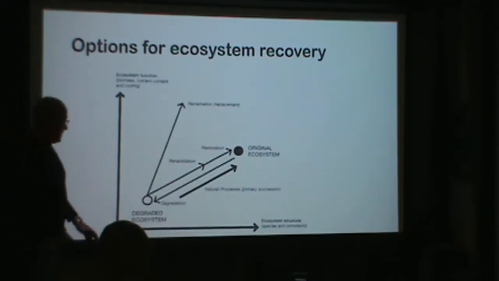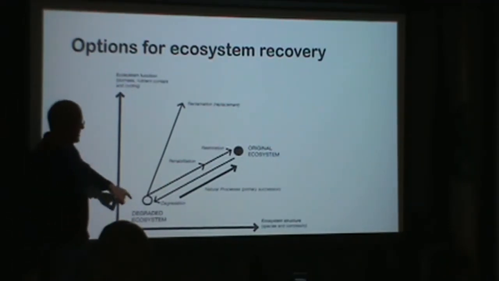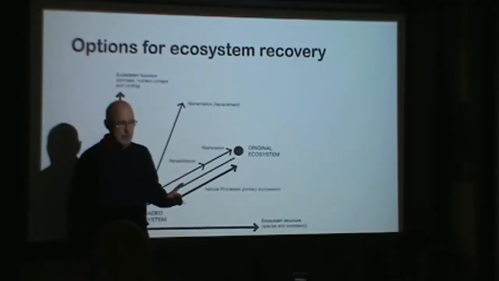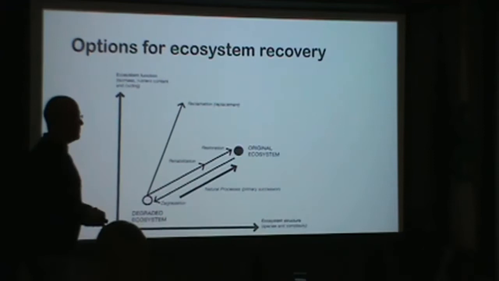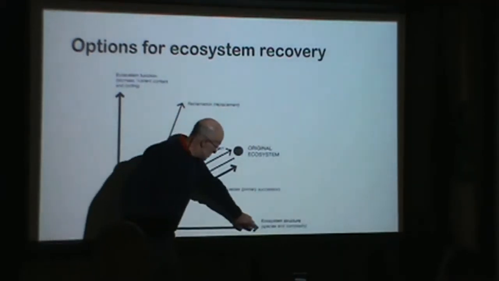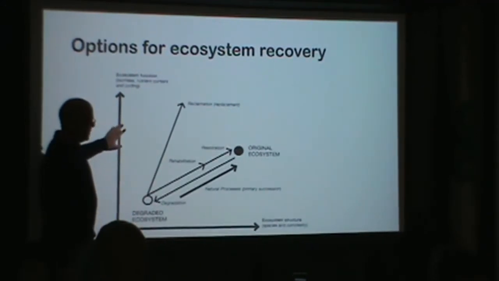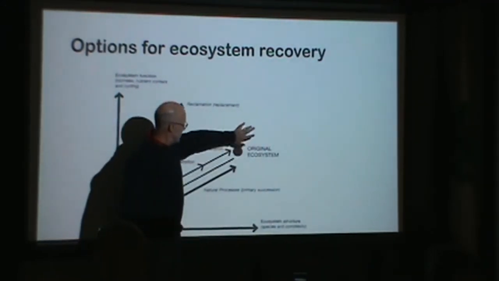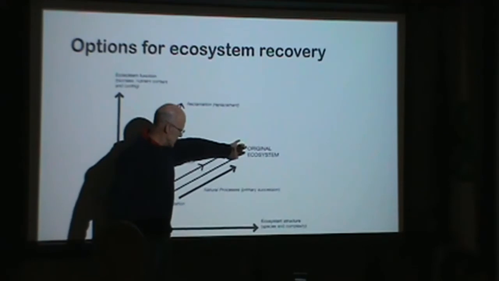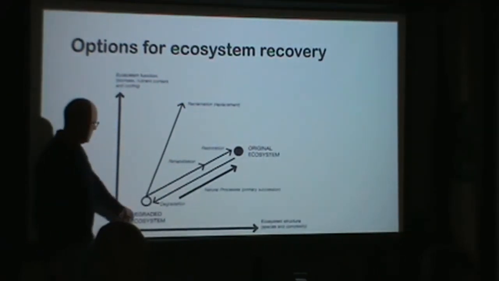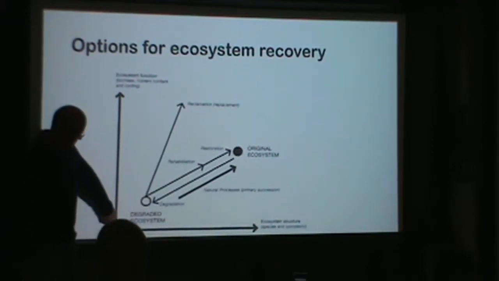Once this is clear, then you can say, okay, an ecosystem that is not damaged, an ecosystem that is in good shape, will have a well-developed structure and is functioning at high rates. So you have something located here. When there is a degradation, there is a reduction in both structure and function, and the degraded system will be closer to this corner here.